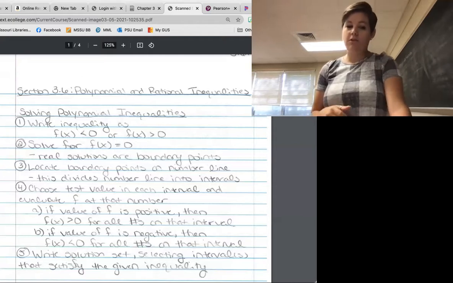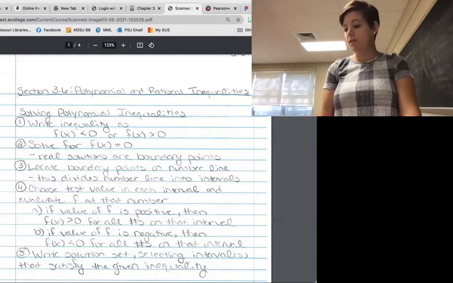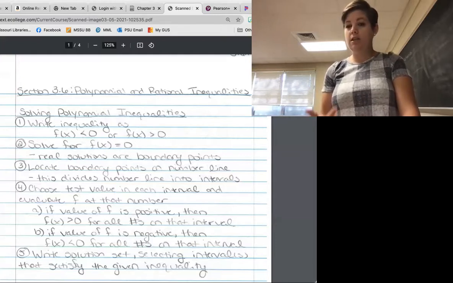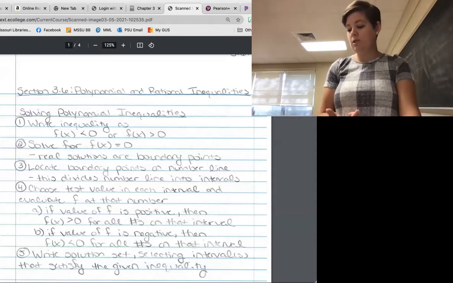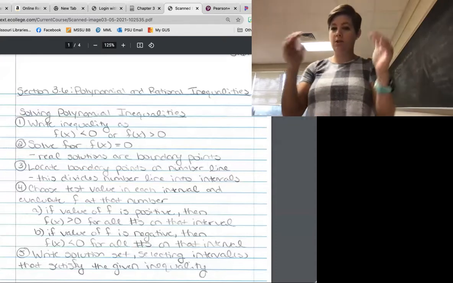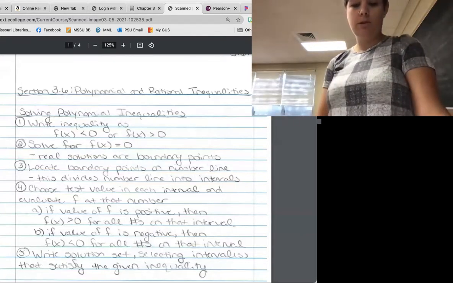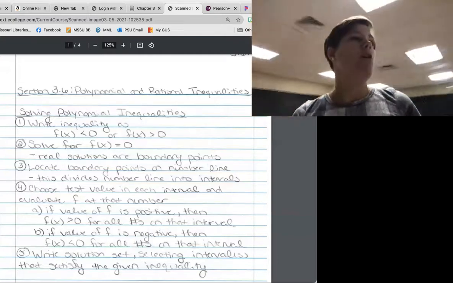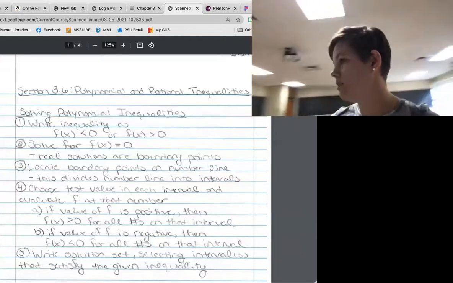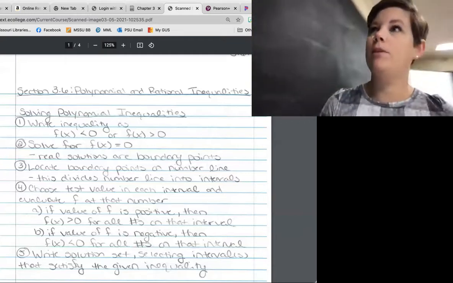Step 5, you write your solution set, selecting the intervals that satisfy the given inequality from the beginning. You write your solution set using the interval notation that we learned in section 1.7, where you use union or intersection, and you use parentheses or brackets. If you are still writing down those steps, remember, this is a video, so you always have the option to pause the video, or you can pull up my notes separately and look at them that way.